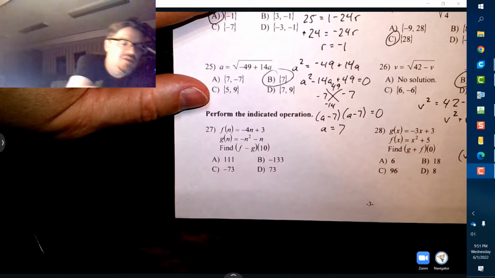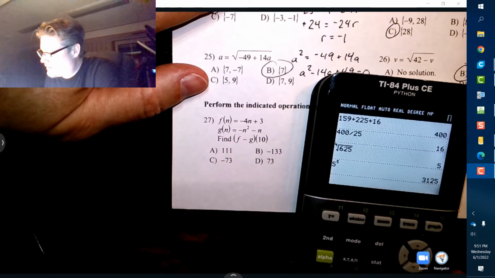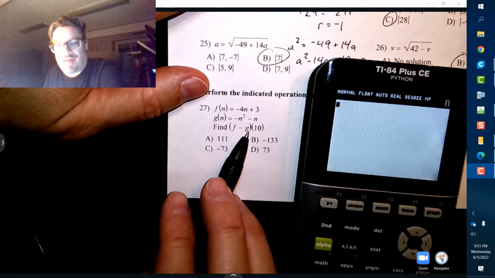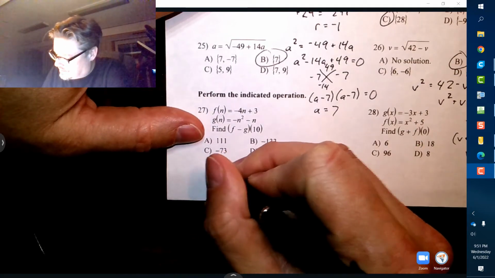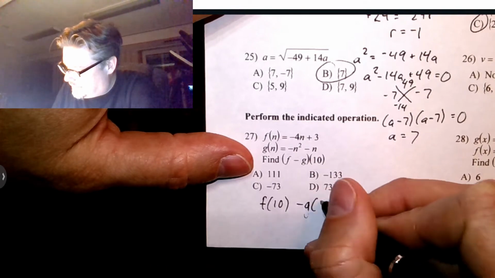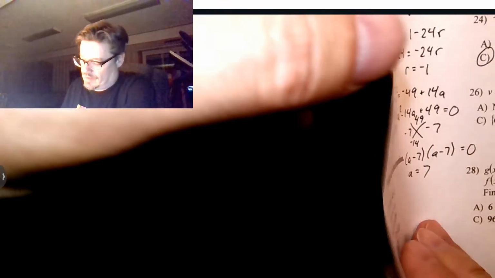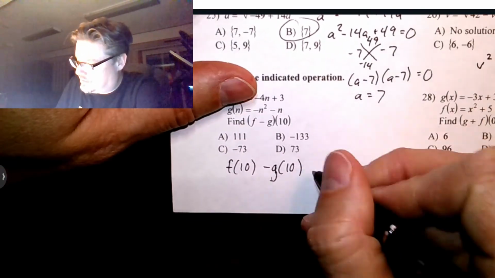All right, and so I'm actually going to do this on a calculator because I want to make sure that I'm careful. So I'm going to go ahead, clear all of that. And it looks like it's f minus g. So let's get the f of 10 first. So it's f of 10 minus g of 10. That's really what you've got going here. All right, so let's figure out what f of 10 is first.